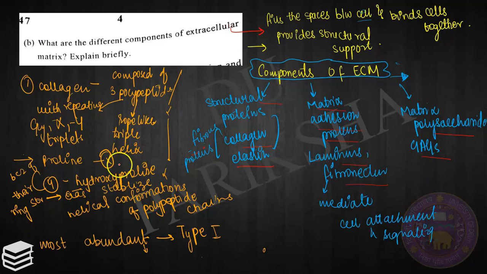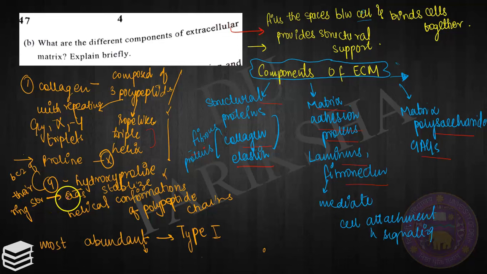Now let's first see the structural proteins. First is collagen. That is the most abundant protein in the ECM. It is composed of 3 polypeptide chains that are twisted into a triple helix like a rope. Each polypeptide chain has repetitive glycine-X-Y triplets where proline is X and Y is usually hydroxyproline.